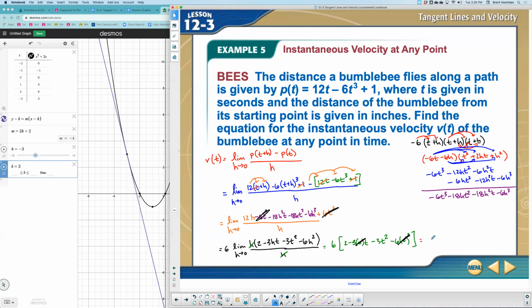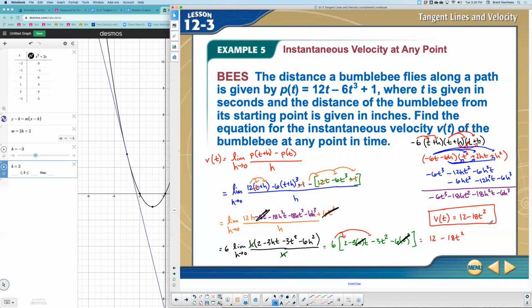We'll have 6 times 2, which is 12. And then here, minus 18t squared. That right there appears to be my velocity equation. So that would be v of t. V of t would equal 12 minus 18t squared. That's my velocity function at any point in time. And that's what we were supposed to find it for, any point in time.